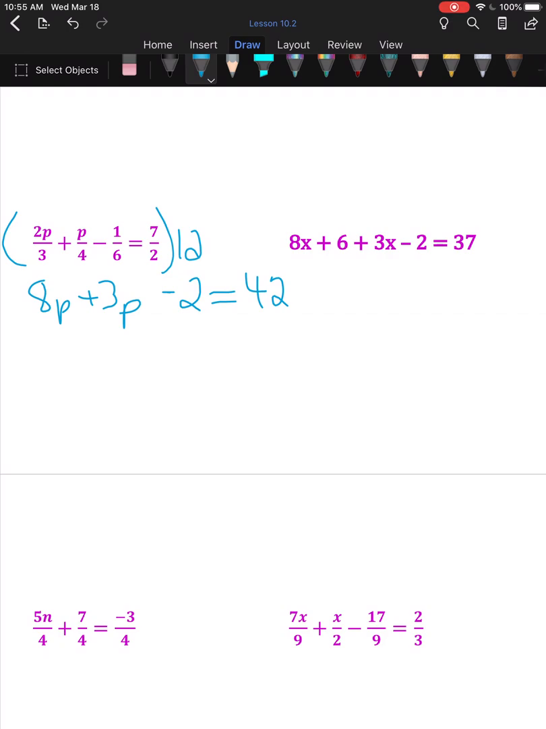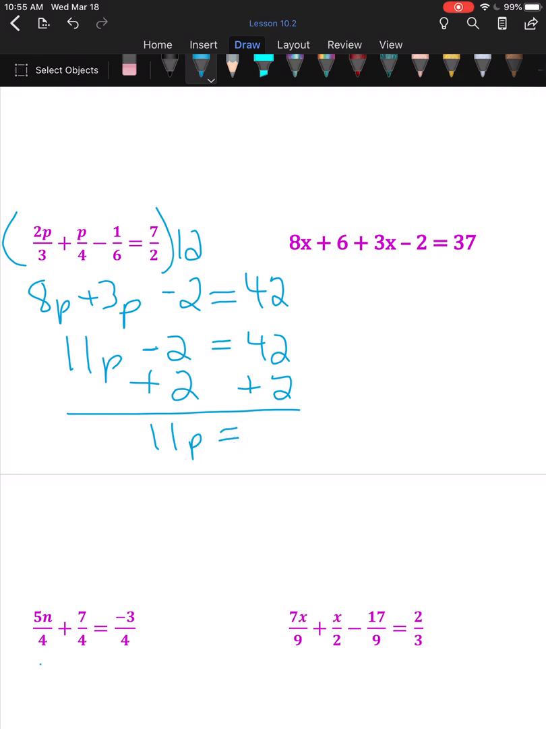Fractions are gone. This doesn't yet look like a two-step equation, though. So we need to combine like terms. So I have 11p. The -2 doesn't have anyone to combine with, so he's still -2. Now we're a two-step equation. We can add 2 to both sides. That gets me 11p equals 44. And then I can divide both sides by 11. And p equals 4.